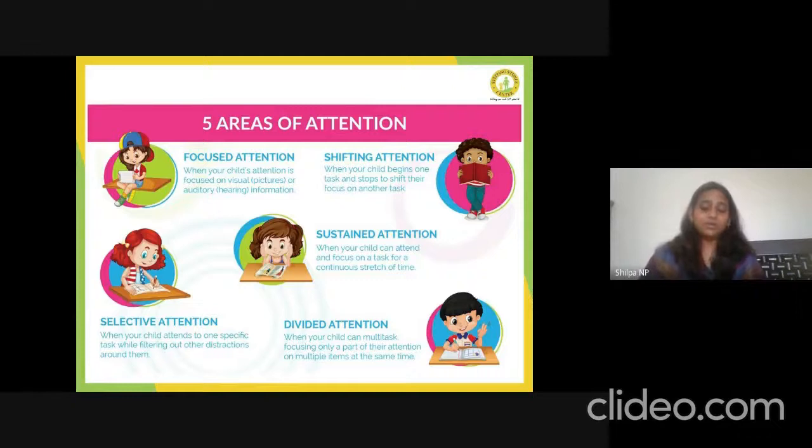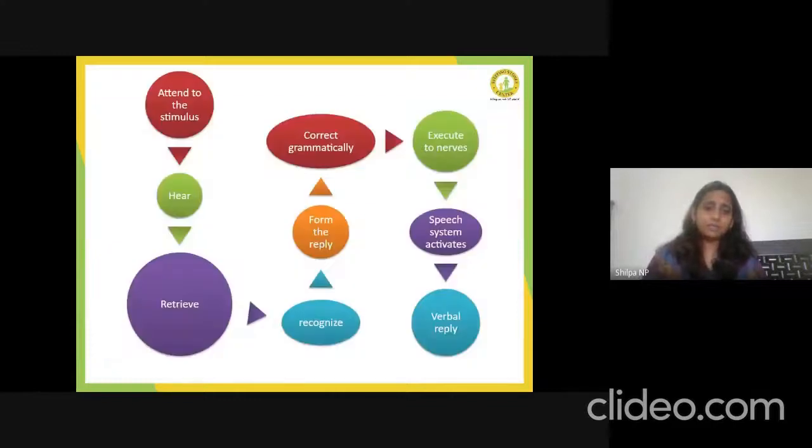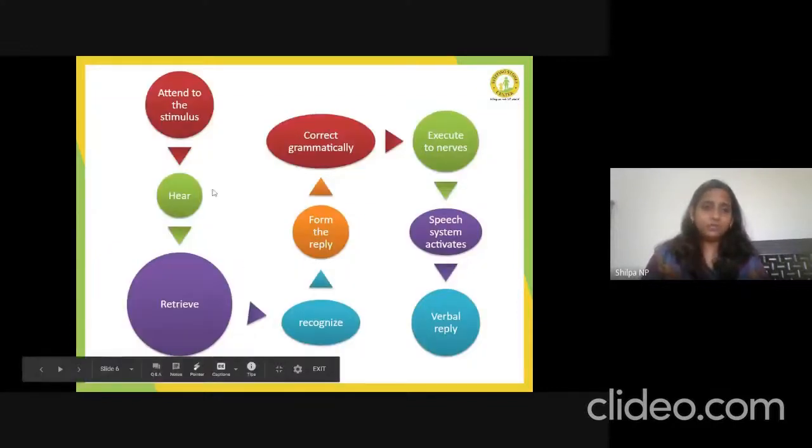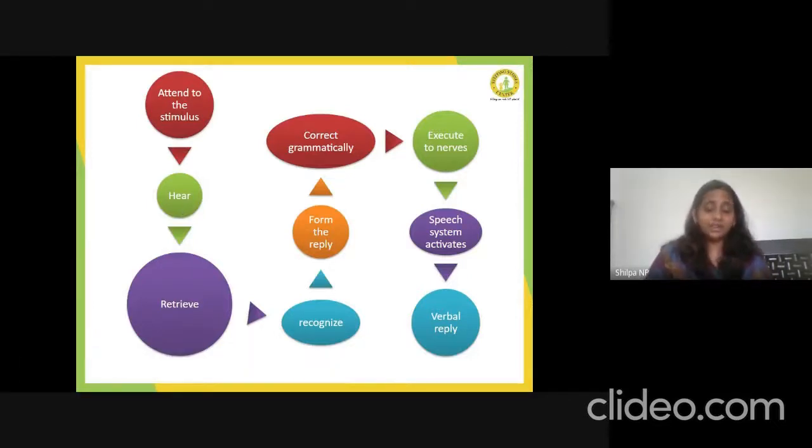So we spoke about joint attention. We spoke about focused attention, joint attention, eye contact. These were the first things we spoke about. Then definitely we look at how, after attending to the stimulus, the person hears and then retrieves. And how does this retrieval happen? So once these prerequisites are set, a person heard it.